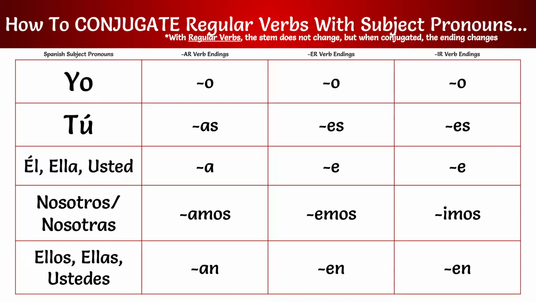We can take the previous example pagar and conjugate it now for ellos, ellas, and ustedes. When you're doing that, the AR ending will drop and it'll change to an, so it'd be ellos pagan.